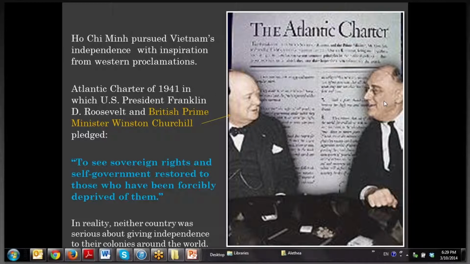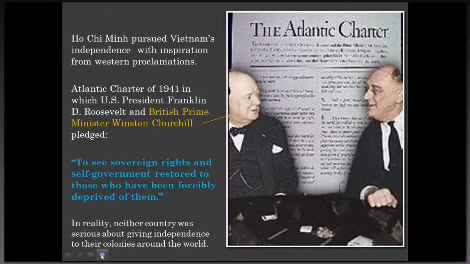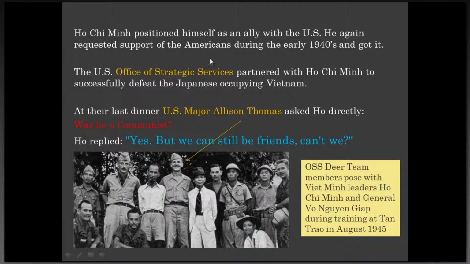resented Roosevelt's meddling, that this was a thinly veiled attempt to get the British to relinquish India, given the movement under Mahatma Gandhi that was gaining momentum at the time. But bottom line is they weren't serious. So Ho Chi Minh positioned himself as an ally with the United States. He again requested support of the Americans during the early 1940s, and he got it, right?